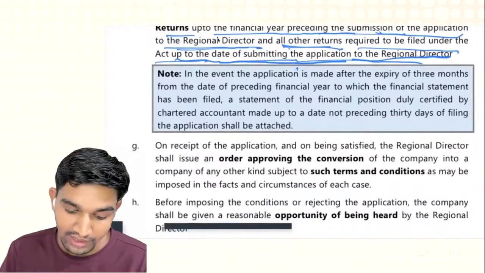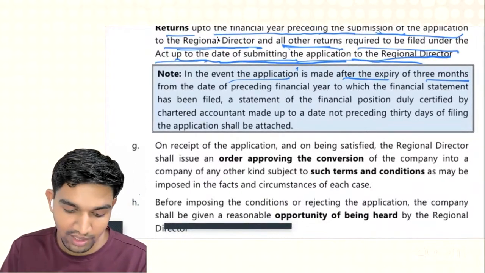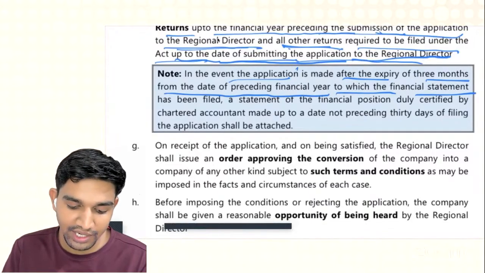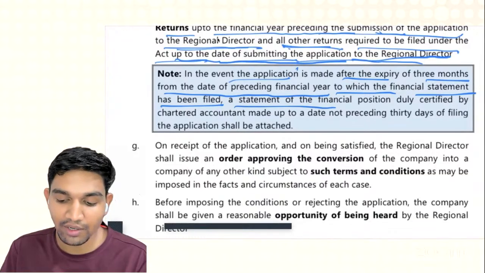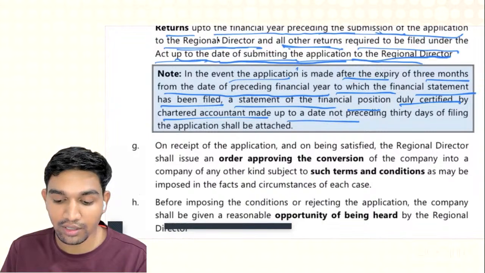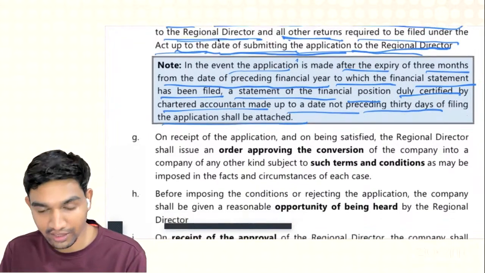Now, in the event the application is made after the expiry of 3 months from the date of the preceding financial year to which the financial statement has been filed, a statement of the financial position duly certified by a chartered accountant, made up to a date not preceding 30 days of the filing of the application, shall be attached.